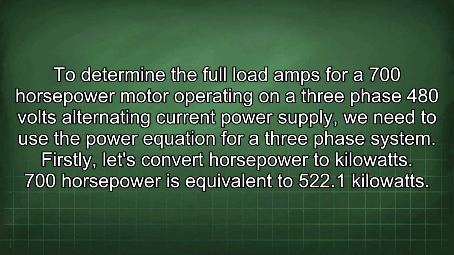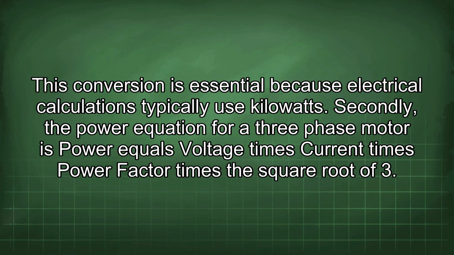To determine the full load amps for a 700 horsepower motor operating on a 3-phase 480 volts alternating current power supply, we need to use the power equation for a 3-phase system. Firstly, let's convert horsepower to kilowatts. 700 horsepower is equivalent to 522.1 kilowatts. This conversion is essential because electrical calculations typically use kilowatts.